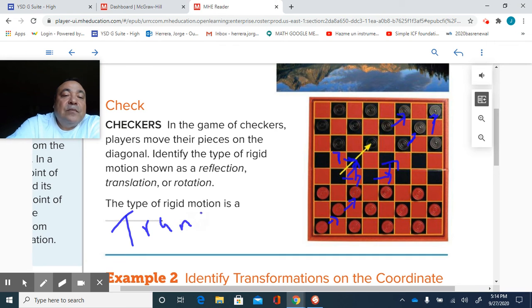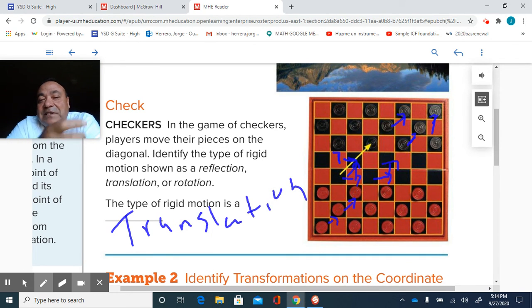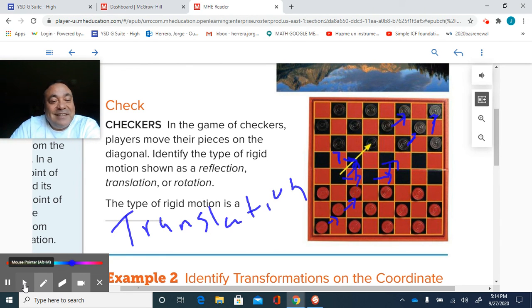Please notice that it would be hard to see if it were a rotation, because we have a square here and it would look very much the same. So let's go to example 2, in which we will identify more translations. Piece of cake, huh? It's not so bad. Okay, let's stop.